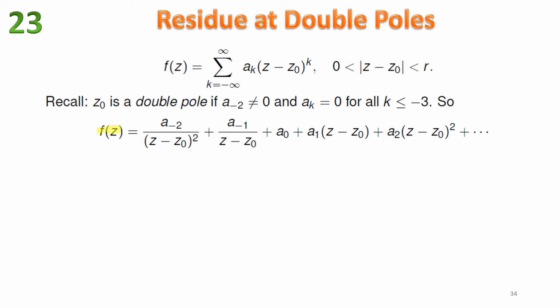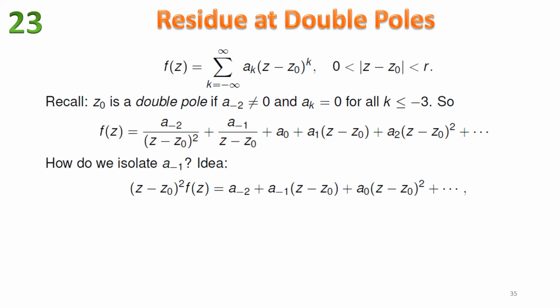Now, the expansion of this series f of z is equal to a minus 2, the only valid negative highest term, which is the coefficient of 1 upon (z minus z0) to the power 2. Then a minus 1 is prevailing, then a0 is prevailing, and all higher order terms, positive powers of z minus z0, are present. Beyond this, below this, no term is present.